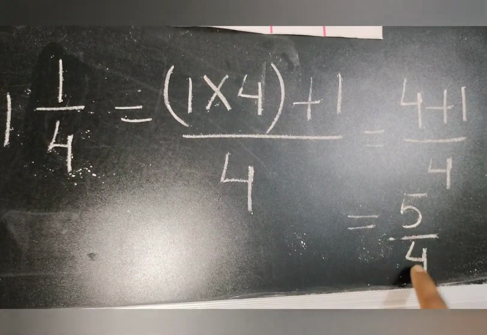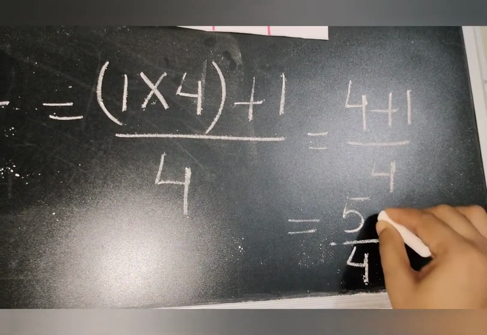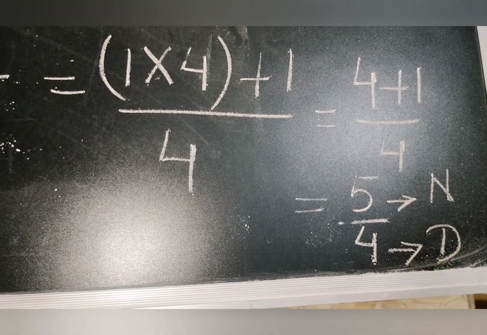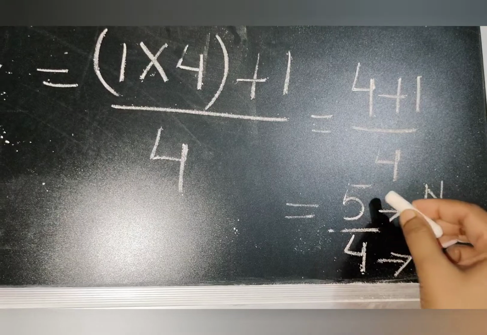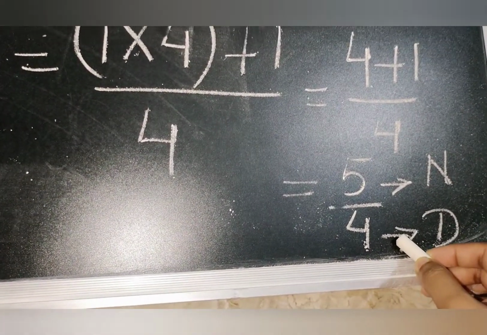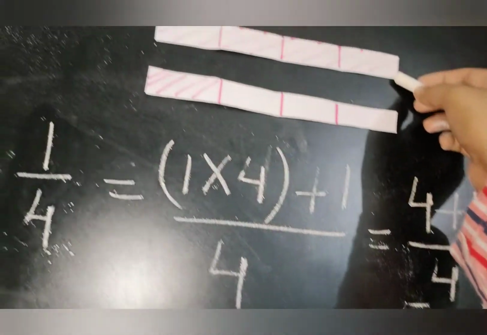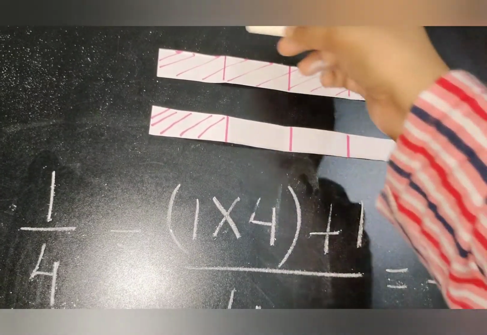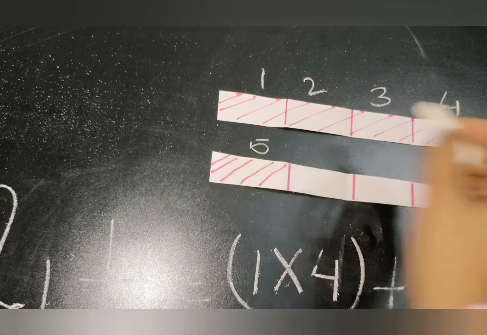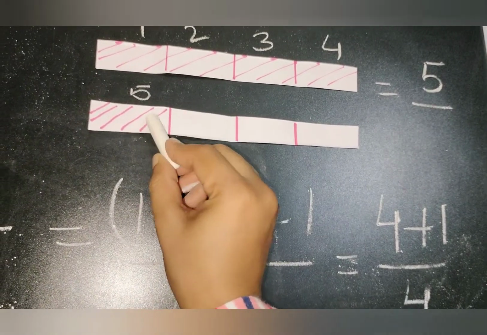So we can say 5 by 4 is the improper fraction, where this is your numerator and this is your denominator. An improper fraction always has the numerator with the greater value and the denominator with the lesser. Okay, so you may convert any number by using this strip method. Find the total: 1, 2, 3, 4, 5. So we can say 5 upon 4 out of this 4 part.